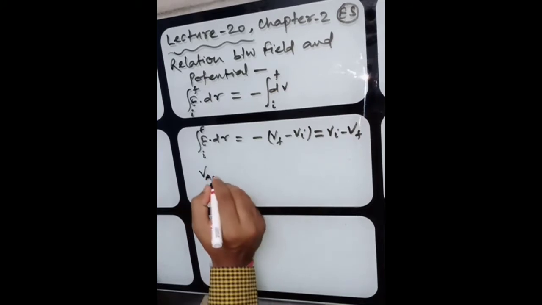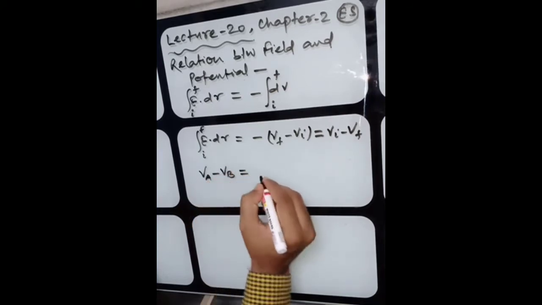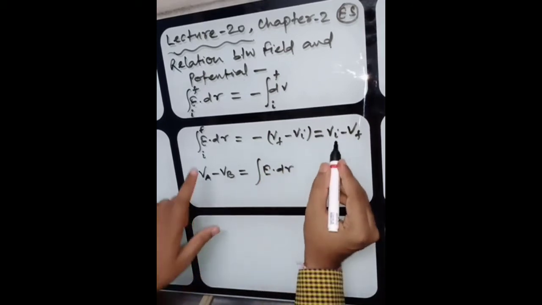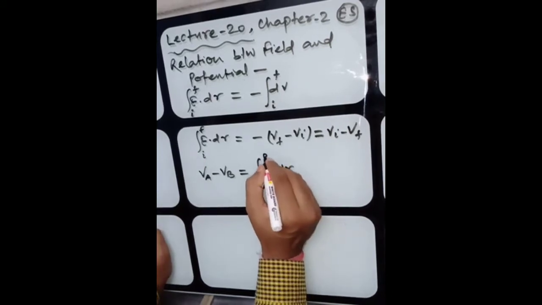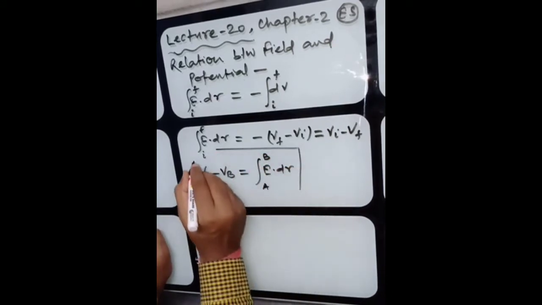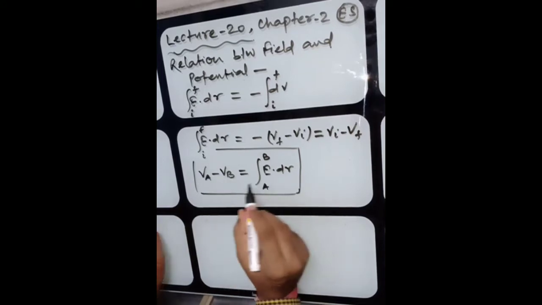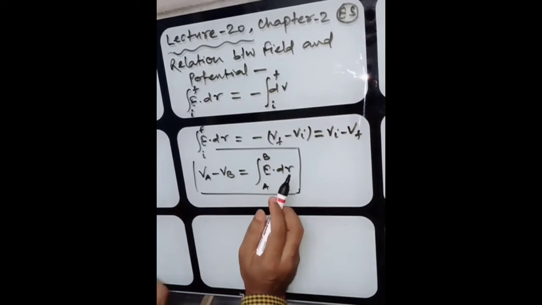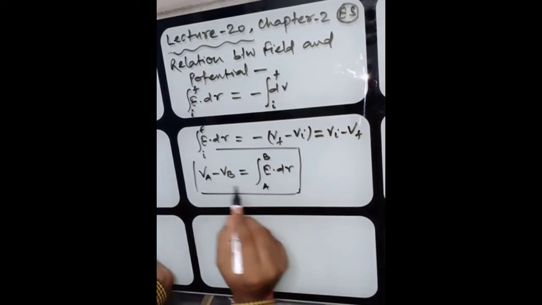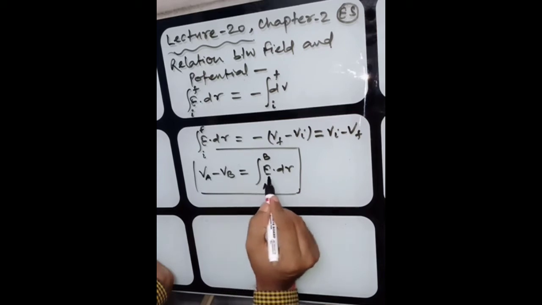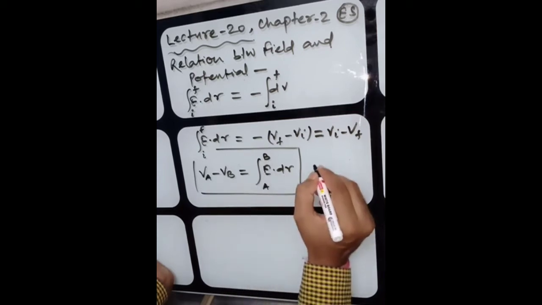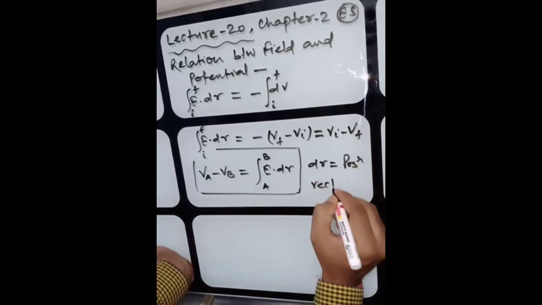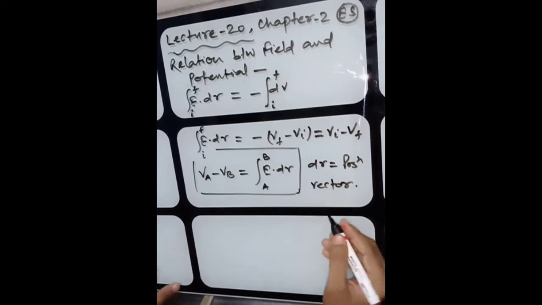Suppose the initial point is a and the final point is b, then you can write E dot dr from a to b. The important relation you have to remember is that V initial minus V final is equal to the integral of E dot dr from initial to final, or Va minus Vb is equal to the integral of E dot dr from a to b. Here dr is the position vector. Remember, my dear students, this is the position vector. You have solved already how to find this position vector.